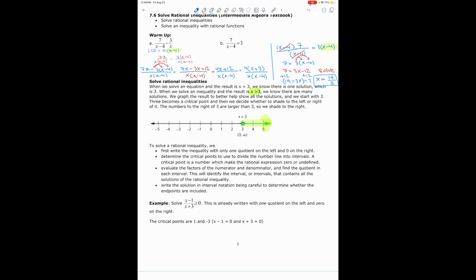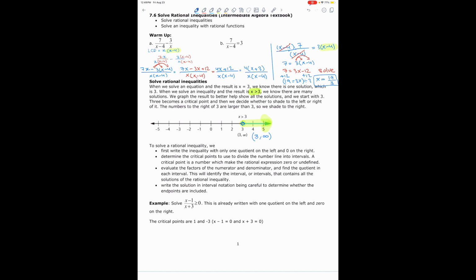To represent that in interval notation, we know to start from left to right. So the interval starts from 3, and it does not have an end, which means it goes to positive infinity. And the 3 is excluded, so we represent that with parentheses. And the infinity is going to have parentheses as well, because we do not know what infinity is.